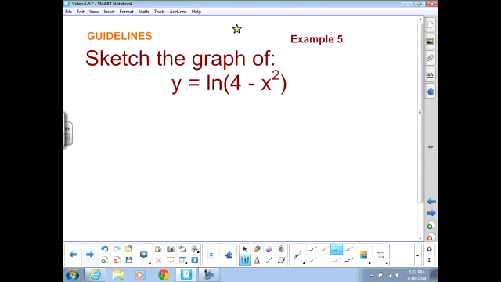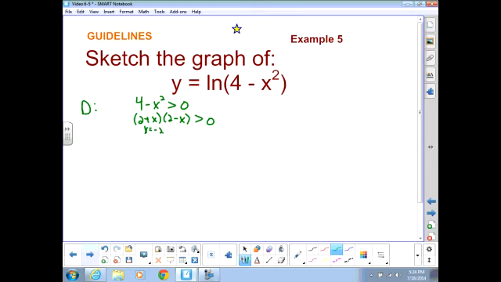We'll look at one more example where we're going to graph the whole thing. Natural log of 4 minus x squared. We'll start out with our domain. Well, in a log, the inside needs to be positive. So this is saying that 4 minus x squared has to be greater than 0, because it has to be positive. Well, if we factor that out, that's 2 plus x, and 2 minus x has to be greater than 0.